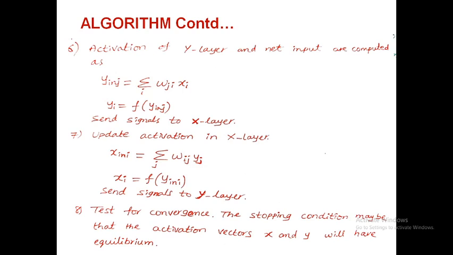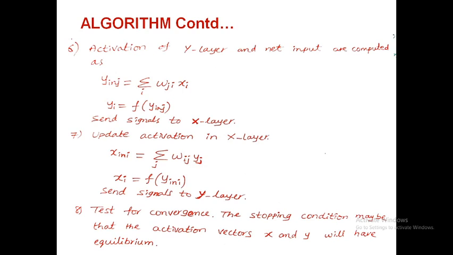After this, send these signals again to the Y layer, and from the Y layer to the X layer, again X layer to Y layer. In this process, while you test for convergence in the 8th step, if it has converged, it means your actual output has reached the target output. Otherwise, you need to repeat this process.